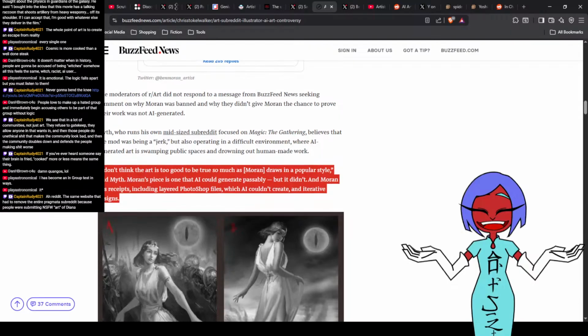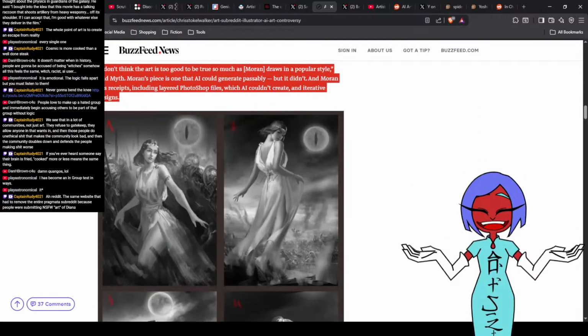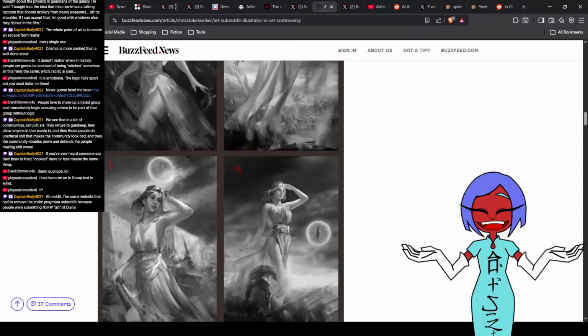Which, by the way, if anyone is doing AI art and they want to troll, figure out a way to do layered files, right? Maybe that should be the next art project for an AI artist, right? Make a realistic AI-generated Photoshop file, right?